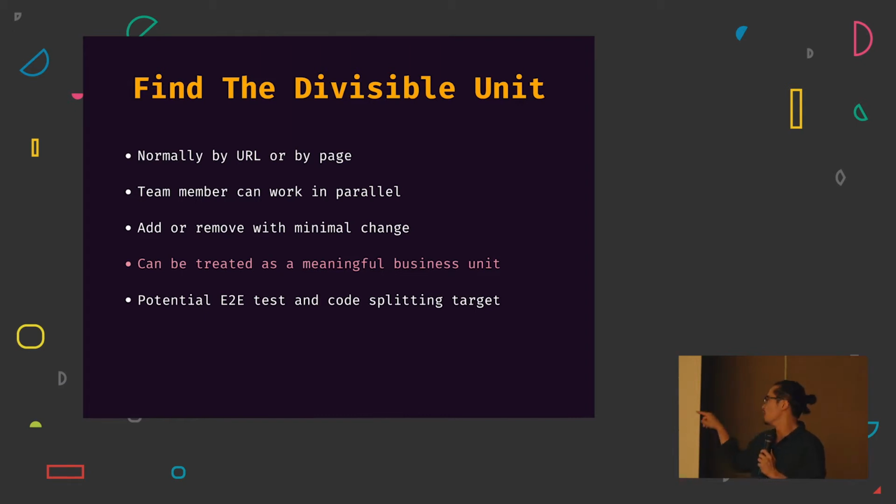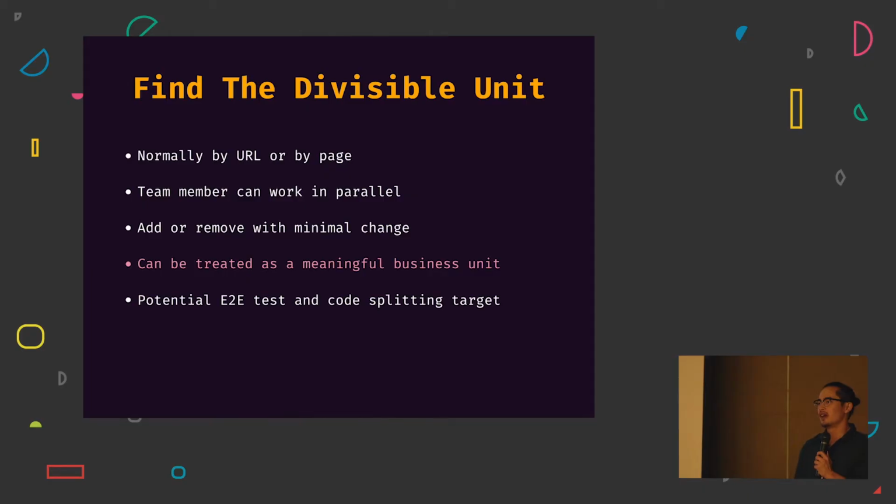And next, we want to put more emphasis on how you connect with your business. We want to make sure those divisible units can be a meaningful business unit as well. Because most of the time when developers decide the divisible unit, it only makes sense from the programmer's perspective. It doesn't make any sense for business people. And why it's not good is because after you finish 1 unit, maybe it's still not releasable because it doesn't make sense for the business side. So that's why I want to put more emphasis on this.